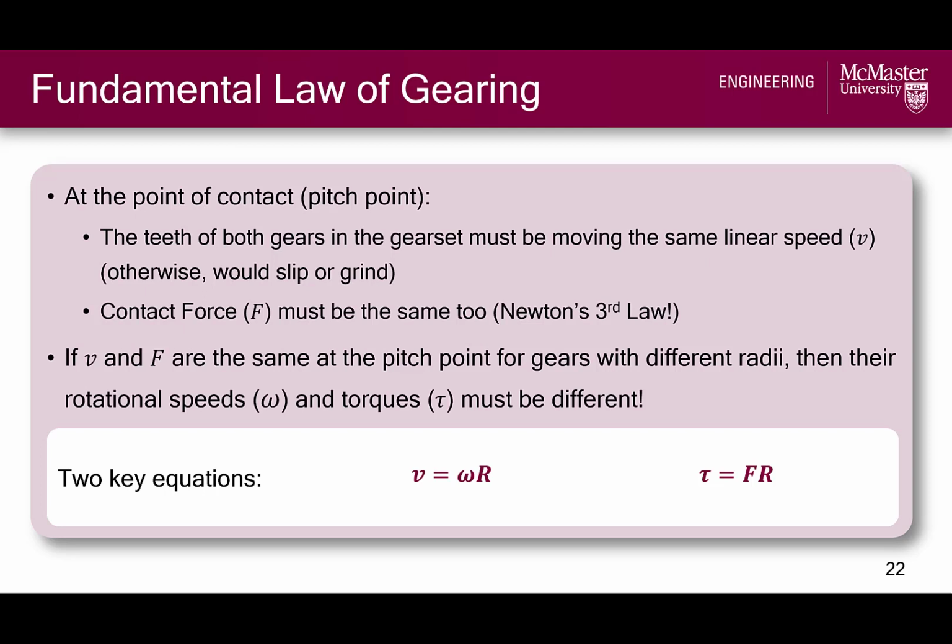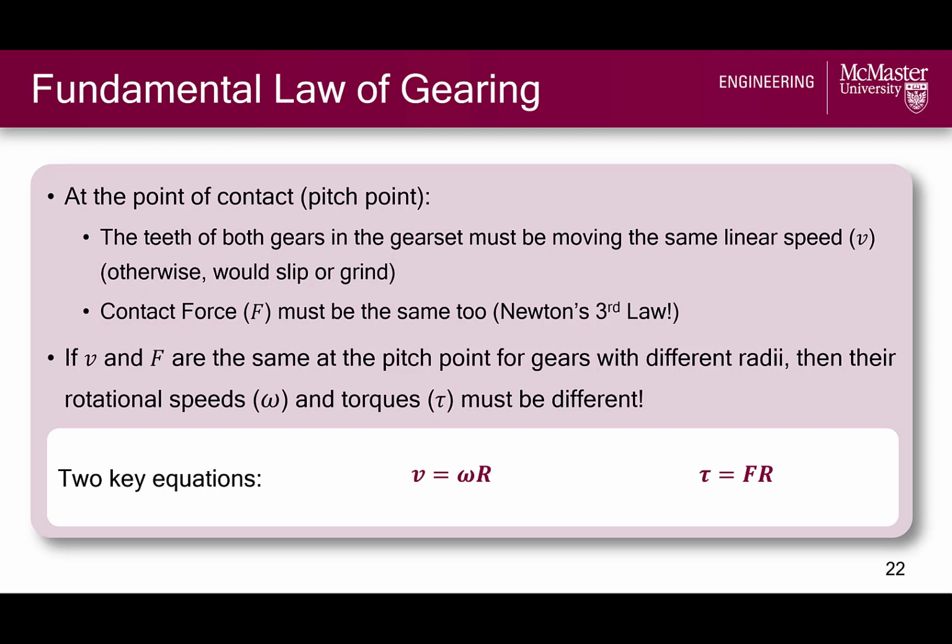Also, at this point of contact, which is also known as the pitch point, the contact force on each gear must be the same according to Newton's third law, that every action has an equal and opposite reaction. If we know that the linear speed v and the contact force F are the same at the pitch point for gears with different radii, then we can conclude that their rotational speeds omega and their torques tau must be different according to two key physics equations. The first being that linear speed is equal to angular velocity times radius, and the second that torque is equal to the applied force times radius, as we saw before with levers.